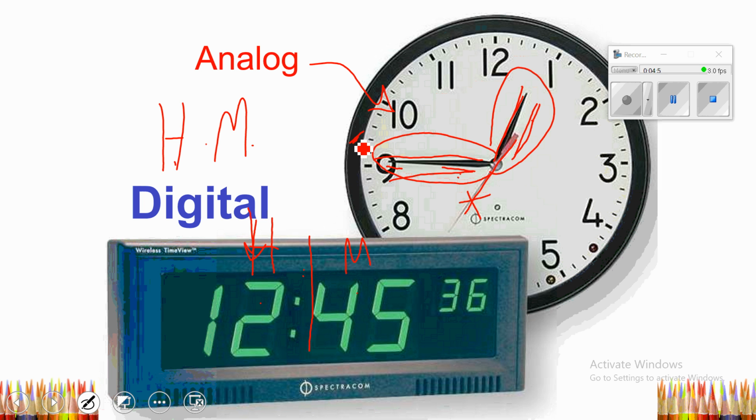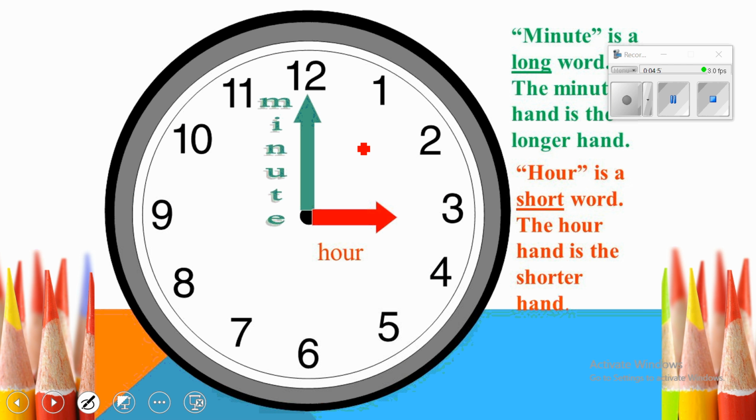Okay, let's see now. Here is the clock. Here is the analog clock. Can you see? It has special numbers, only from 1 to 12. But teacher, can you remember how many hours in a day? Yes, 24 hours.